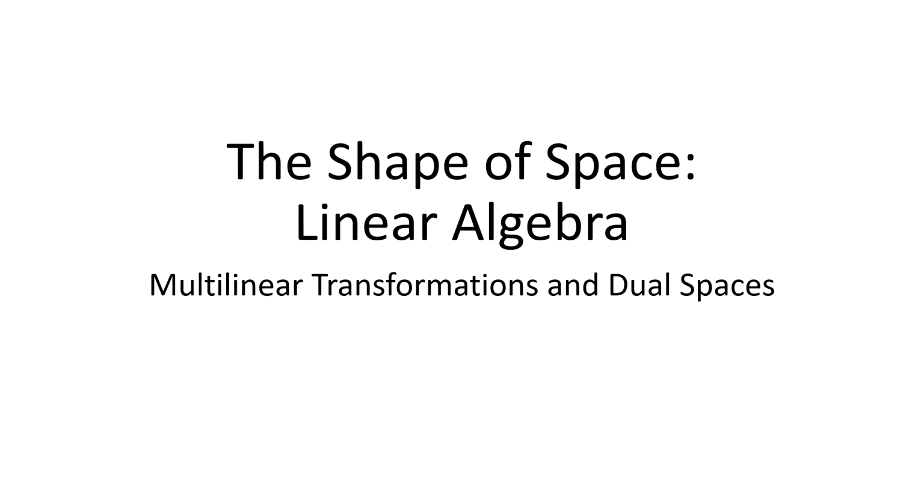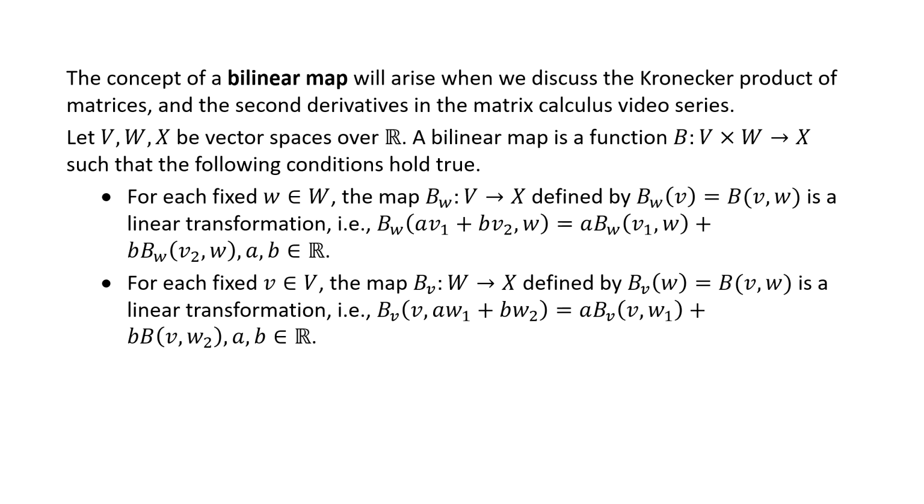This particular lesson is on multilinear transformations, which we've seen before, but we're going to go into a little bit more detail here, and also something called a dual space of a vector space. So let's start off a little bit simpler than a multilinear transformation. Let's just look at a bilinear map or bilinear transformation, which I define here on this page.